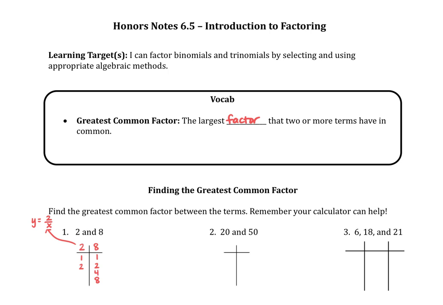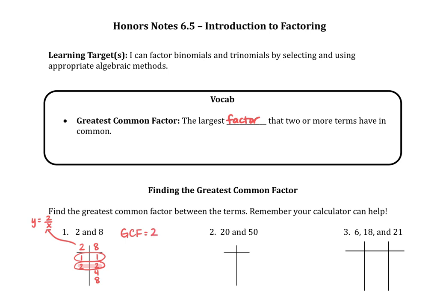What I'm going to do from here is circle common factors, so they both have a 1 in common, and they both have a 2 in common. My GCF is going to be the largest of those factors. So in this case, my GCF would be 2.